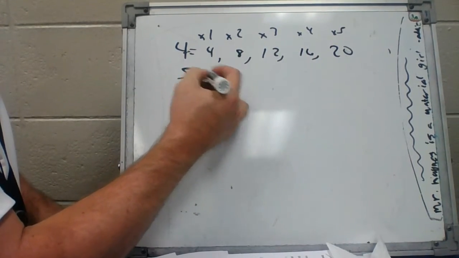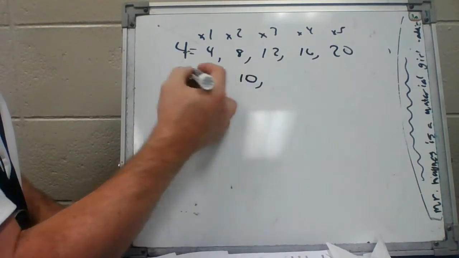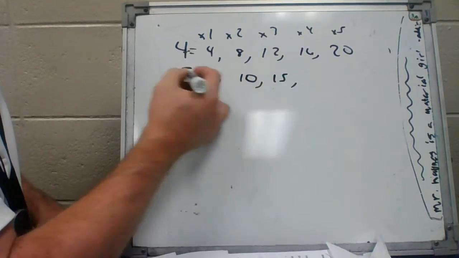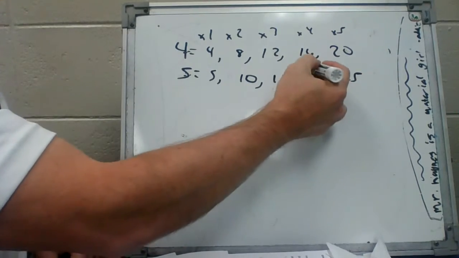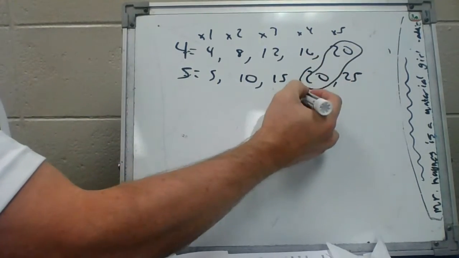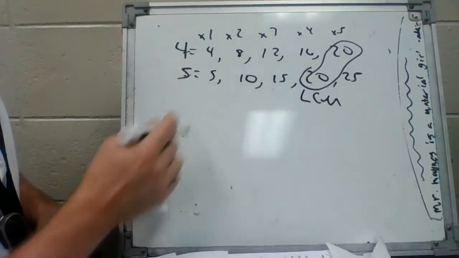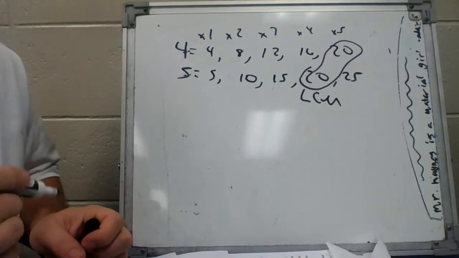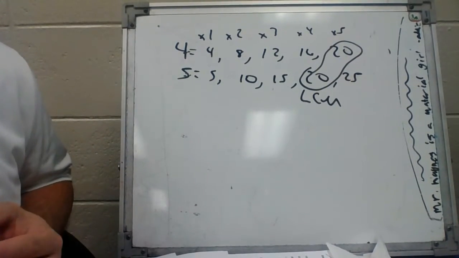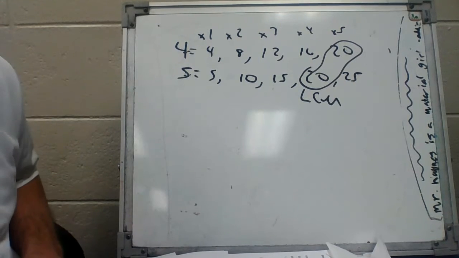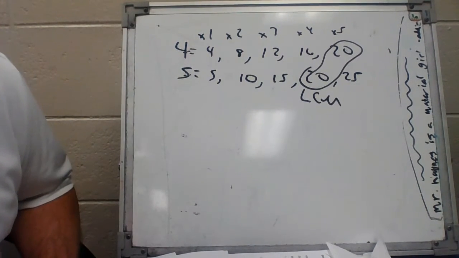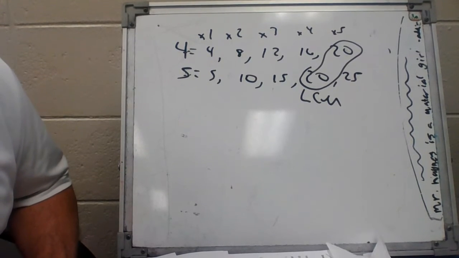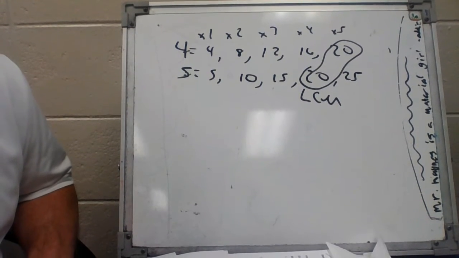5 times 1 is 5. 5 times 2 is 10. 5 times 3 is 15. 5 times 4 is 20. 5 times 5 is 25. So we see the least common multiple is 20. So it will be 20 seconds before they will blink together. 24 seconds? 20. Oh, I got that right. 24.